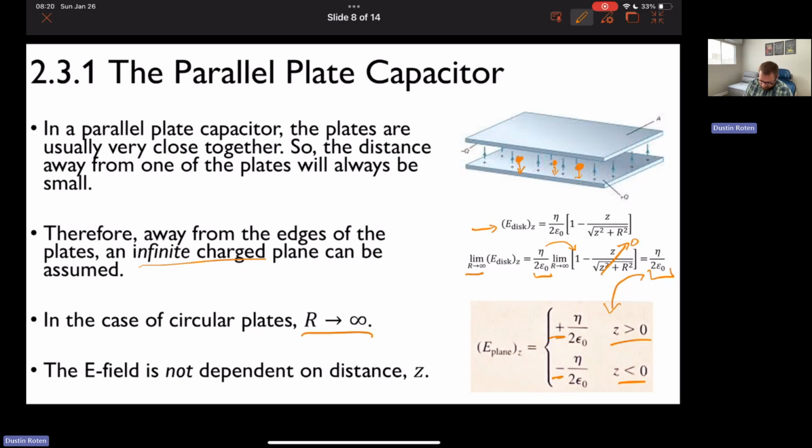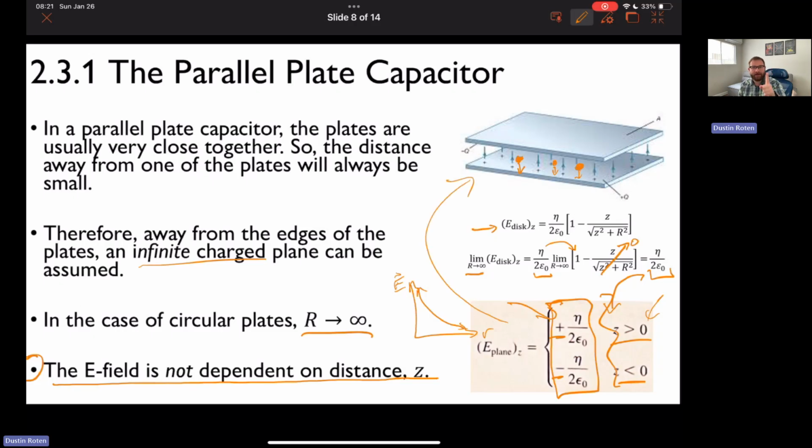What's really strange, and this is important, is the E field is not dependent on distance. Remember how we said E fields drop off as you get away? Look, there's no Z in the math, right? There's just the Z over here that tells us if we're going to be on the positive side or the negative side of this thing. But look at the mathematics itself. You cannot plug in a distance and make the electric field smaller. It's just eta over 2 epsilon naught everywhere.